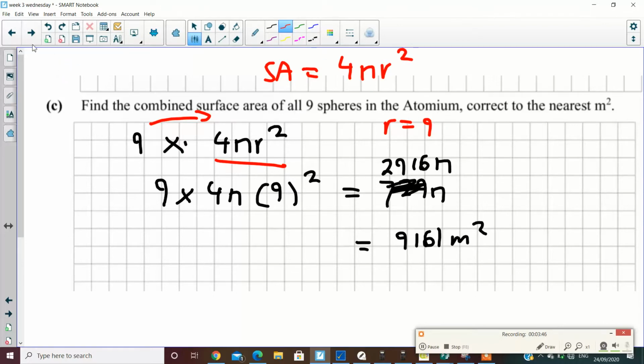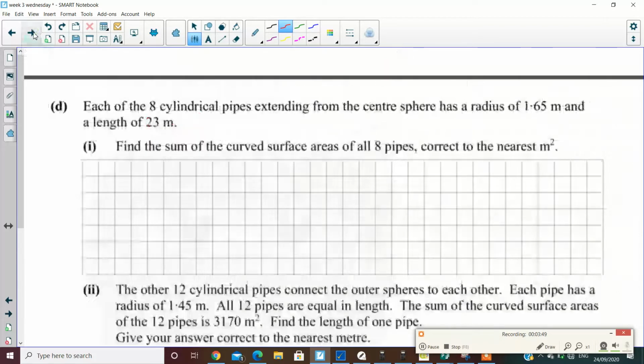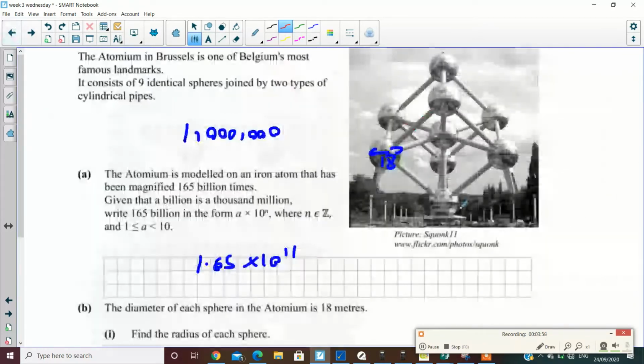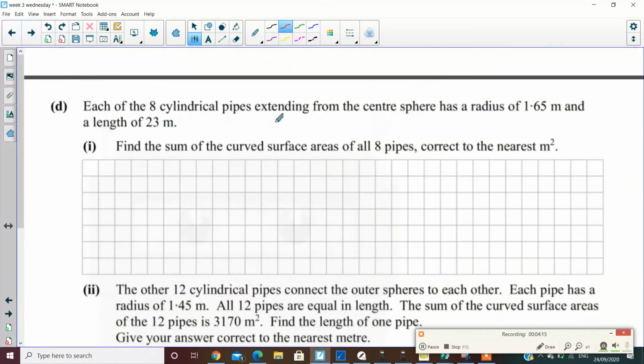All right. Now, is there a D? Oh, crap. All right. Each of the 8 cylindrical pipes, they see 8 cylindrical pipes. Let me see. 1, 2, 3, 4, 5, 6. Do I see more than that? Yeah. There might be different sizes, maybe, is what they're talking about there. Each of the 8 cylindrical pipes extending from the center sphere. They're just talking about the center sphere, not the outside ones. Is that right? Has radius 1.65 and length 23.